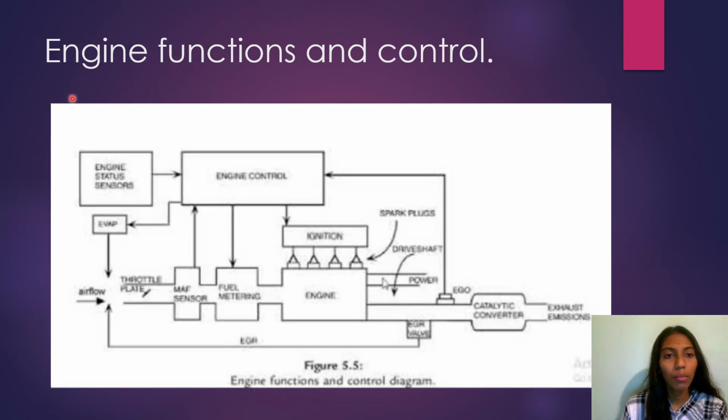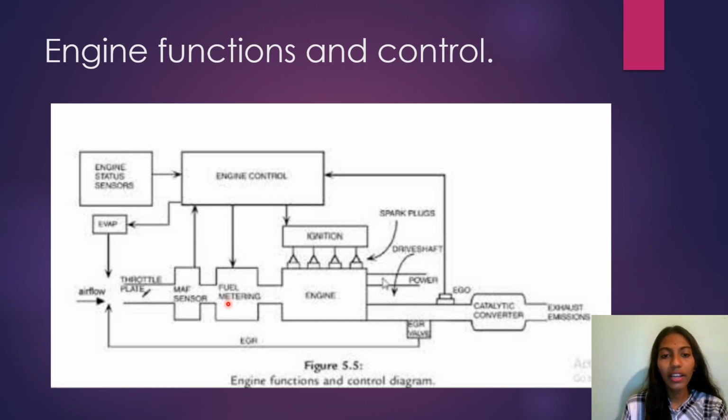Now let us discuss the block diagram of engine functions and control. As we saw in the previous diagram, the sensors. Now in this block diagram, we are connecting the engine status sensor to the engine control, and this engine control is again connected to the evaporator, and the airflow is fed into the engine. Throttle plate is connected. MAF sensor is connected. MAF sensor means mass airflow sensor, which is connected to the fuel metering, and this fuel metering is also connected to the engine control, and MAF sensor is also connected to the engine control.